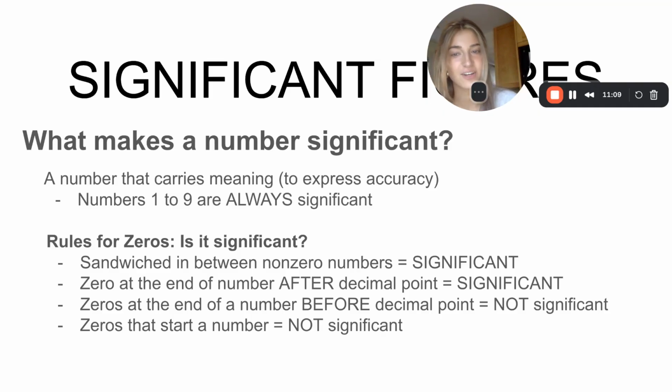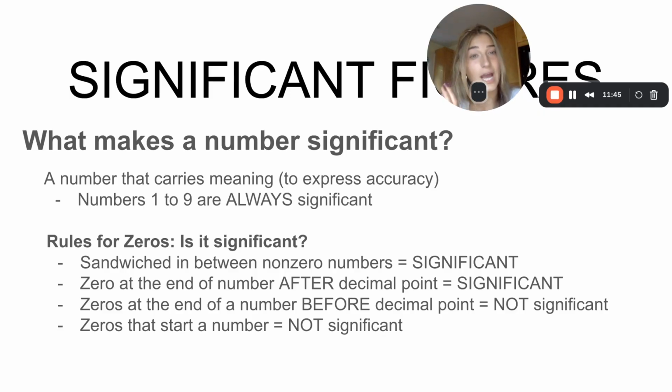Okay, so rules for zeros. Number 1 is if it's sandwiched in between 2 non-zero numbers, then it is significant. So, for example, 4.608, since that 0 is in between a 6 and an 8, 2 non-zero numbers, that would make it significant. Rule number 2, if a 0 is at the end of the number, but it's after a decimal point, then it is significant. So like 2.10, that 0 ends the number, but because it's after the decimal point, it is significant.